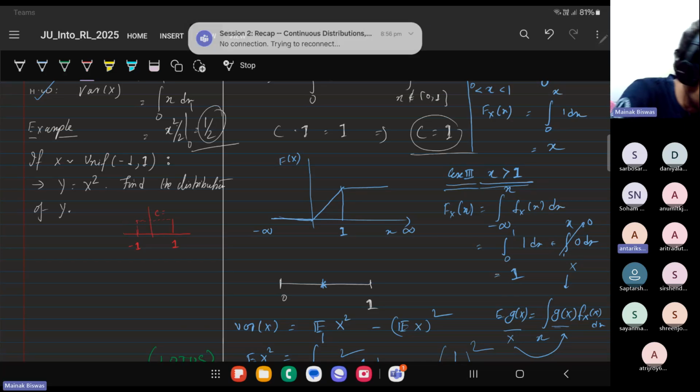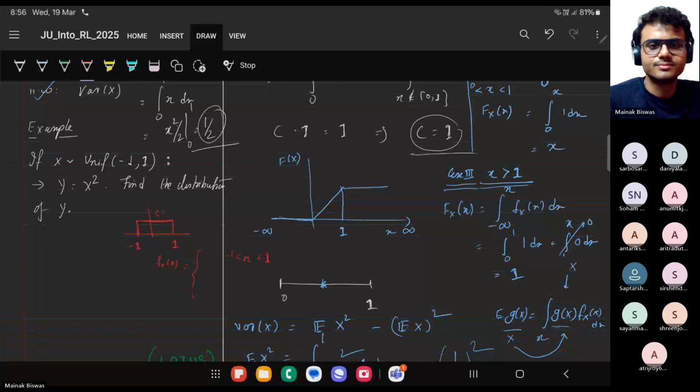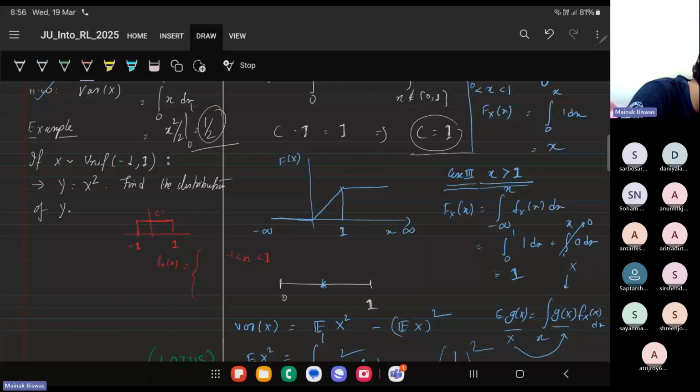What is going to be the height of this density? Half. What is f of x going to be between -1 and 1? Half, because the integral has to be 1. This has to be half because the base is 2, so the height has to be half, and 0 otherwise.